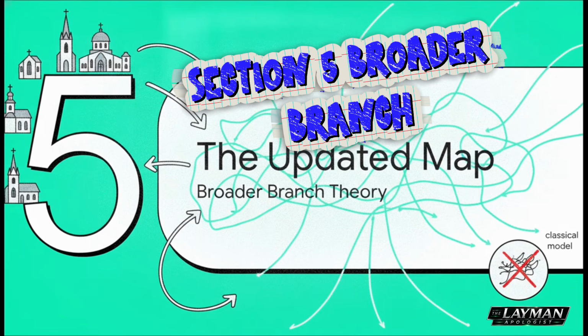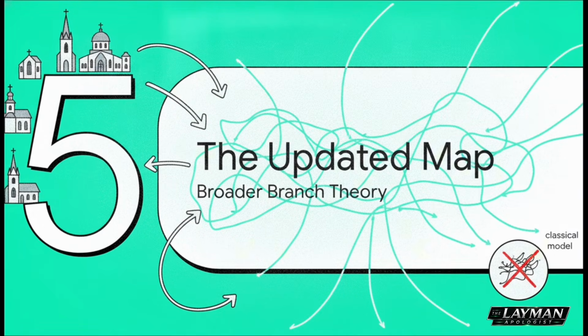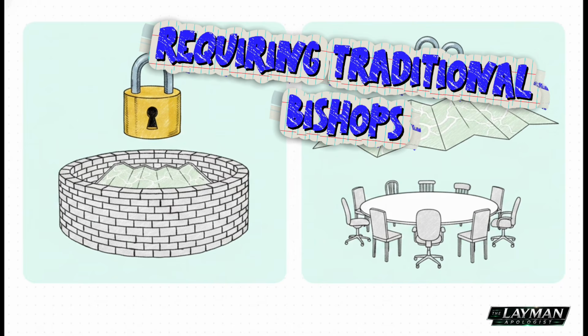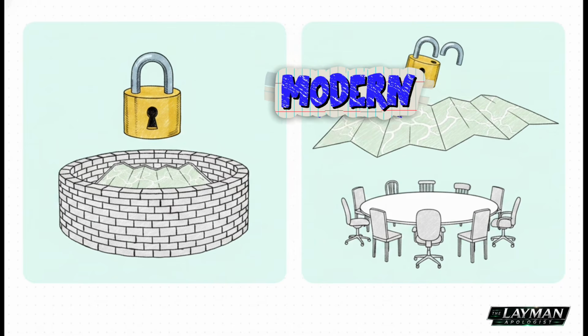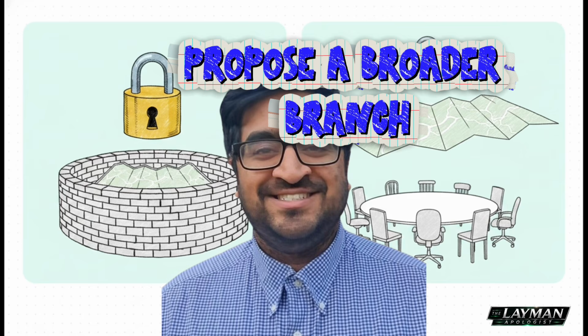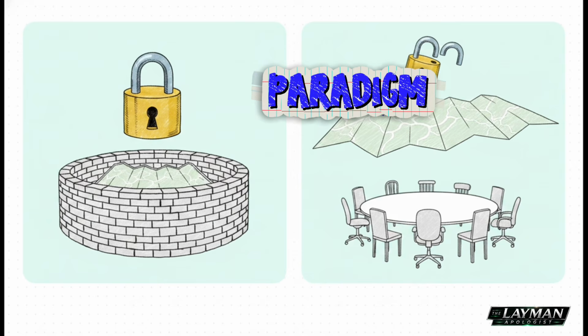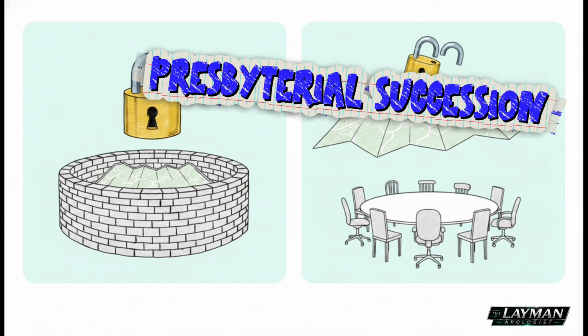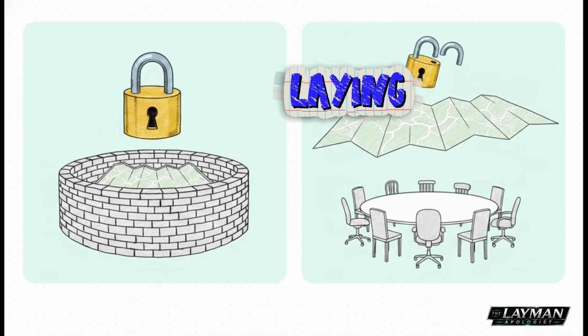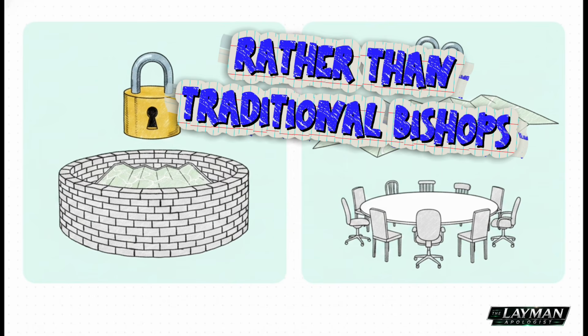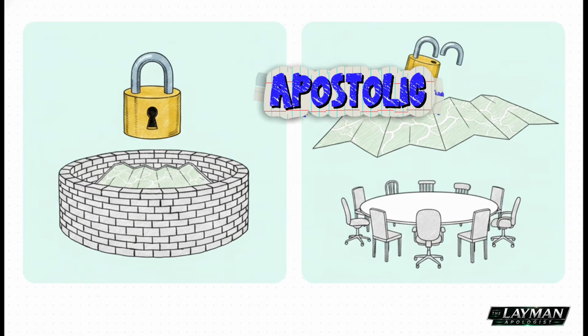Section 5. Broader branch theory. So where the classical theory is a locked, closed loop requiring traditional bishops, modern theologians like Sean Luke of Anglican Aesthetics propose a broader branch theory. Now this is an open map. It completely shifts the paradigm by accepting that presbyterial succession, which is the laying on of hands by elders or presbyters rather than traditional bishops, can still create a valid apostolic ministry.